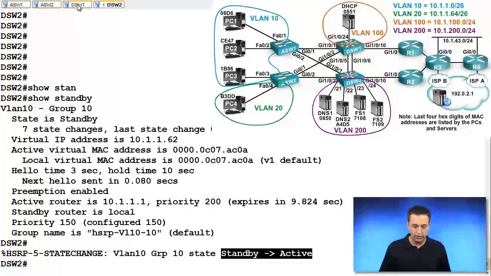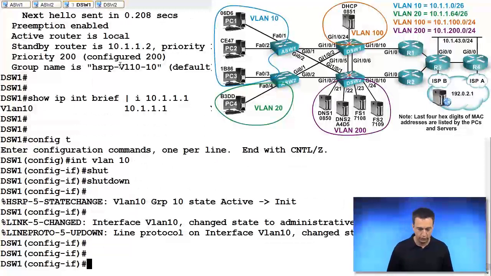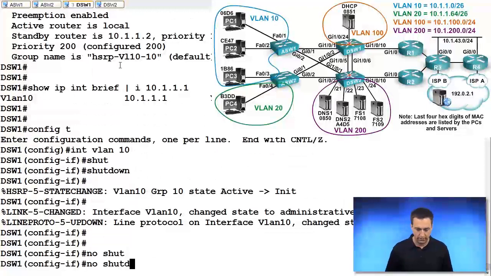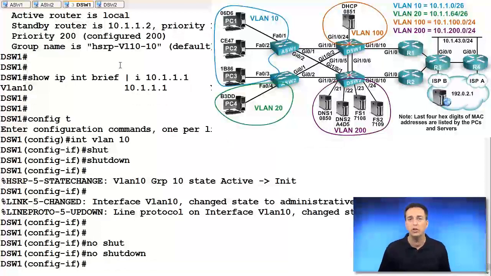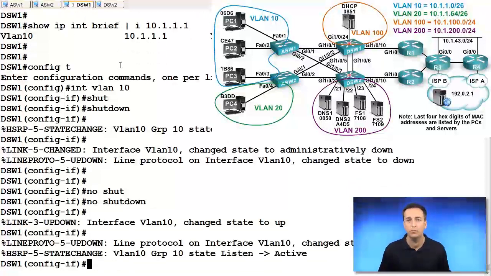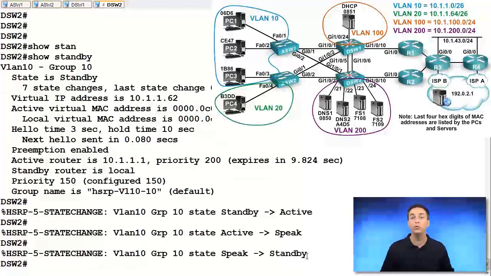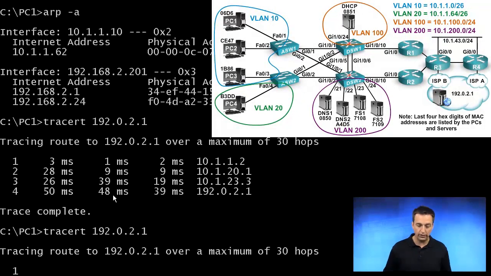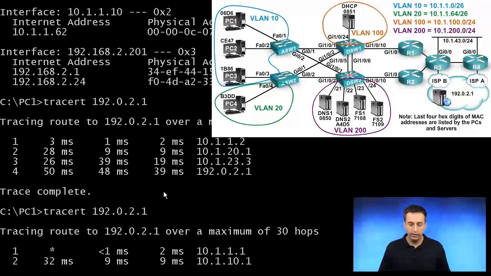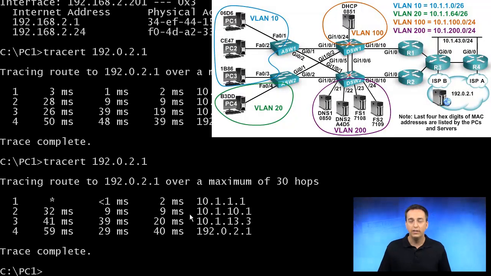And let's return our environment back to its original state, so no shutdown. And because preemption is enabled on DSW1 and because it has the higher priority, it becomes the active forwarder again. DSW2 is speaking. It will then realize there's no other router that's the standby router, so it will move to the standby state. And if we go back to PC1 and we do our trace route, we can see here that we are now going through DSW1 again with the IP address of 10.1.1.1 being the very first hop.